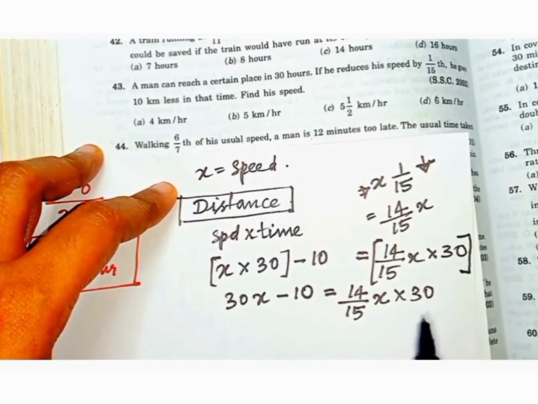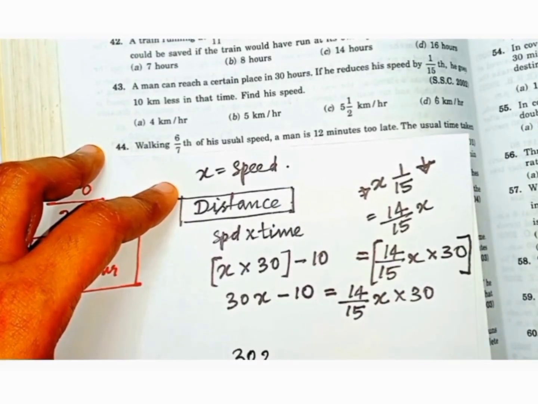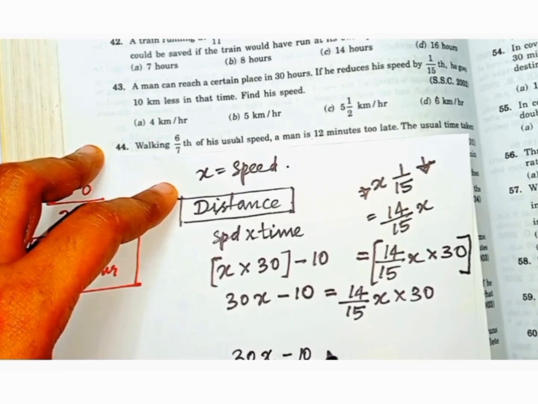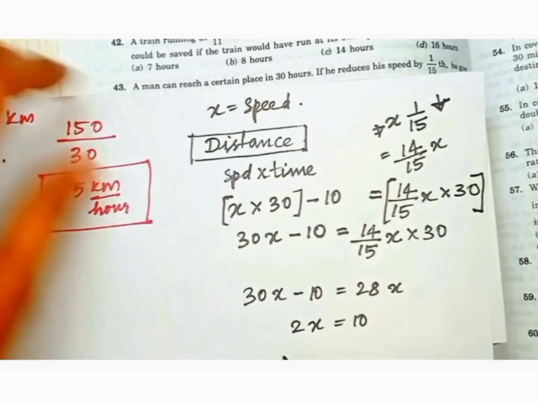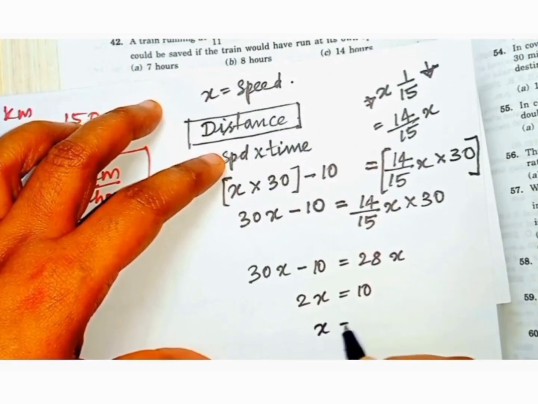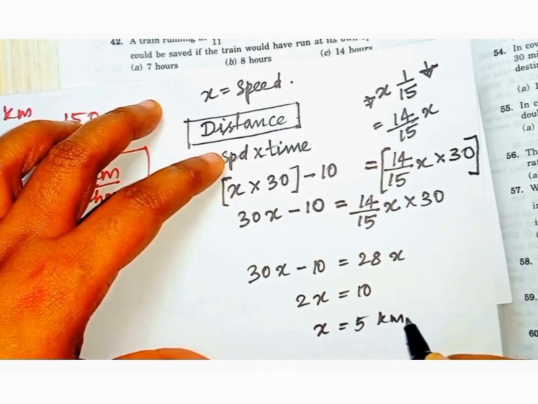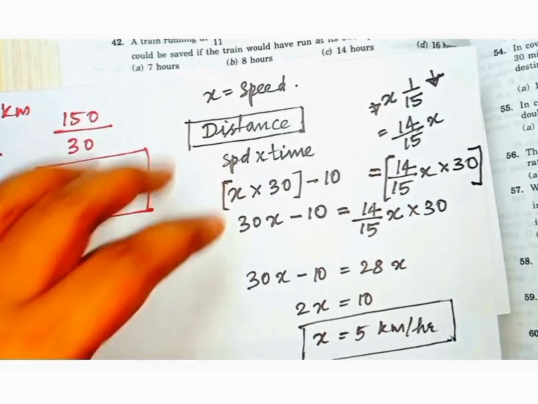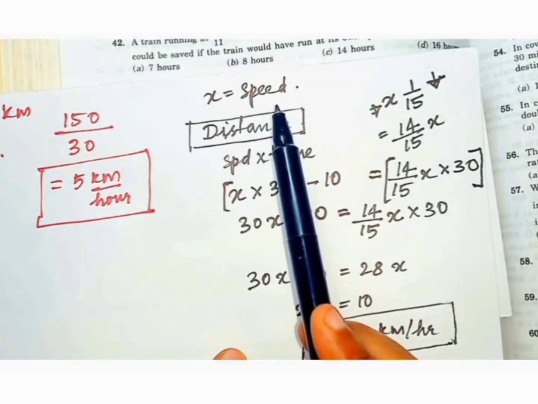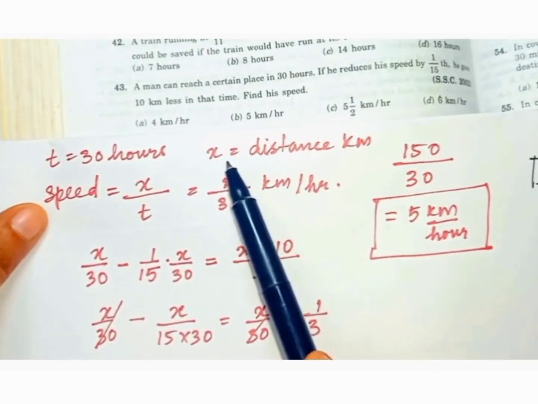So once you get this equation, it is just solving it. It is equal to 14 by 15 times 30, 2 15s are 30, so it would be 28x, which means 2x is equal to 10, and x is equal to 5 km per hour. The only difference is in this I have taken x as speed. And in the previous solution I have taken x as distance.